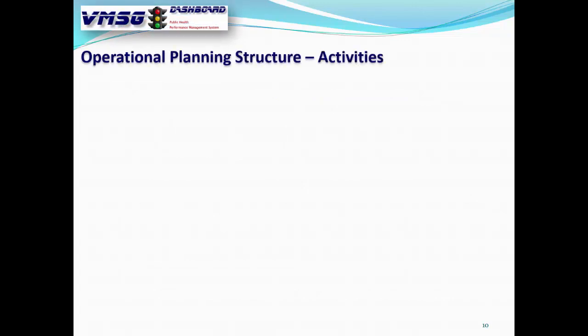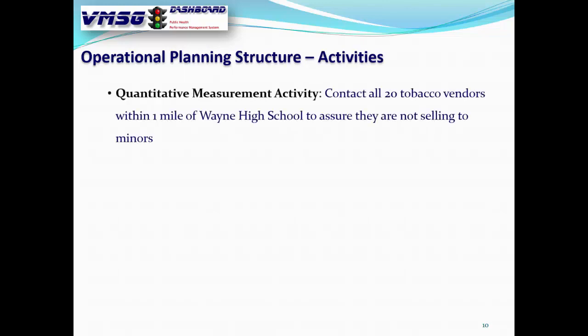The next type of activity is called a quantitative measurement or QM activity. The primary difference in QM activities is that the metric or measurement is a quantity instead of a percent complete. Number of car seats installed, number of training sessions provided, number of restaurant inspections completed.